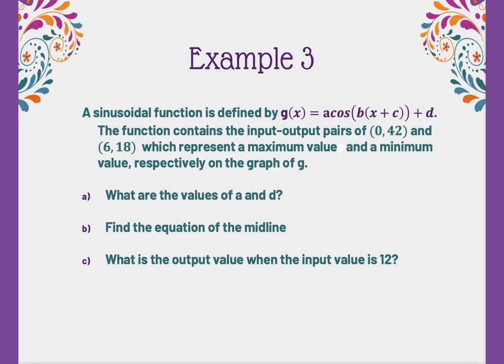All right, example 3 says a sinusoidal function is defined by g of x equals a cosine. So now we know we're using cosine. The function contains the input-output pairs of (0, 42) and (6, 18), which represent a max value and a minimum value. So instead of where the last one was both maximum values, this one has a max and a min. And it says respectively, which means in that order. So this first one is my max, and the second one is my minimum value. Then it says, what are the values of A and D? Find the equation of the midline, and what's the output value when the input is 12.